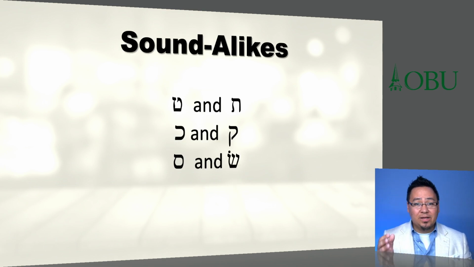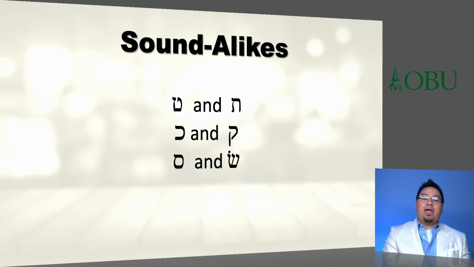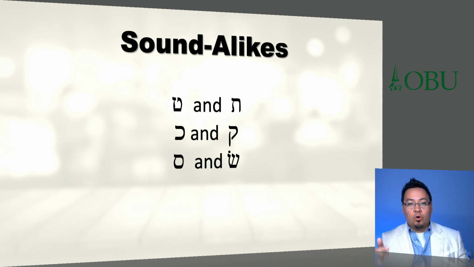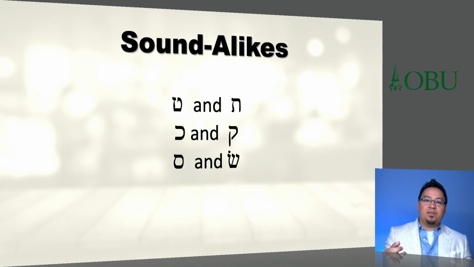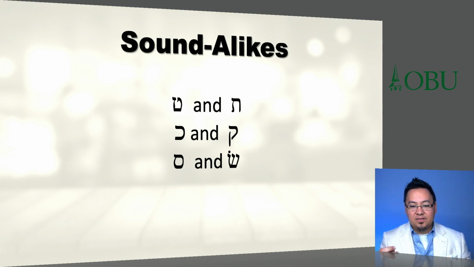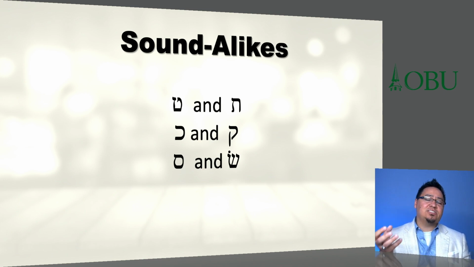We have also letters that sound alike. We have the Tav and the Tet. They both make the T sound. We have the Kof and the Kaf. They both make the K sound. We have the Samekh and the Sin. They both make the S sound.